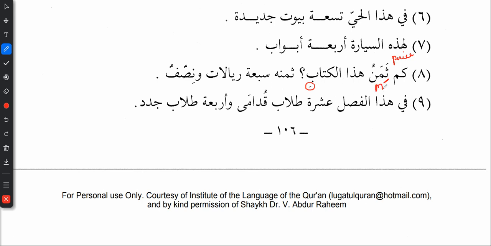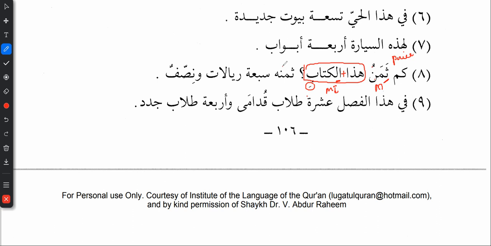It's because of the mudaf and mudaf ilahi structure. Now one may get confused. What is this structure? As I told you, when a proper, definite noun comes with ism al-ishara, it becomes one noun. So this whole thing is mudaf ilahi, and thamanu is mudaf. So that's why you can see kam thamanu hazal kitabi.